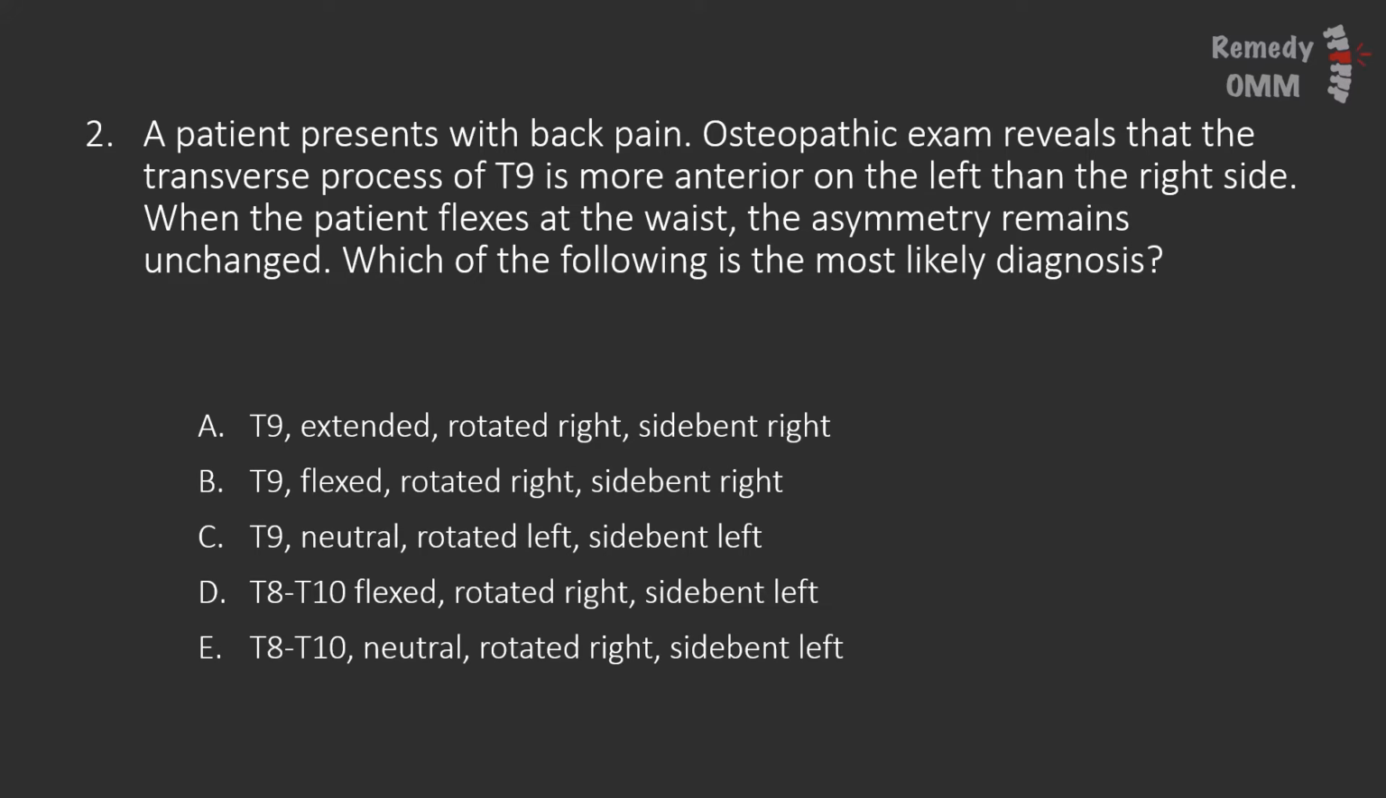Okay, so we know we have transverse process on T9 more anterior on the left. Same as last question. We are rotated right, but this time we have no change with flexion, which means T9 must be in a neutral position. So not A, not B. Here we have a T9 neutral, but rotated the wrong way, so not C. And this answer choice shows flexion, so that can't be right, which leaves us with E. Now recall, neutral dysfunctions are type 1, and type 1 dysfunctions tend to be group dysfunctions. Does T9 fall within this range? It sure does. So we circle E and we move on.